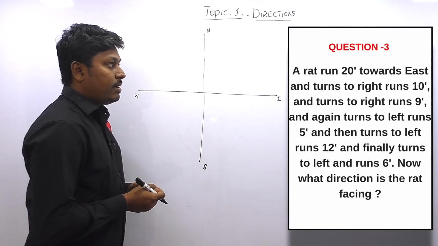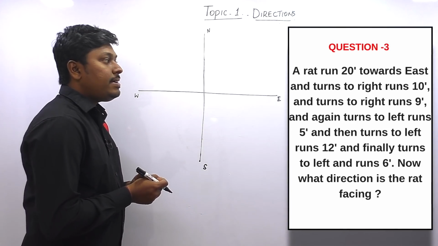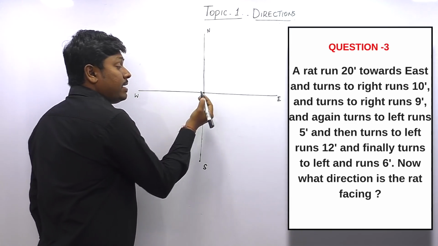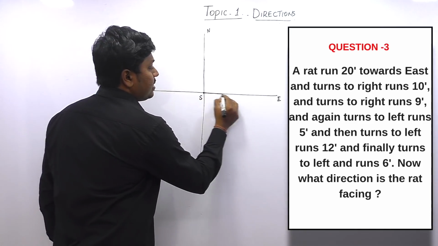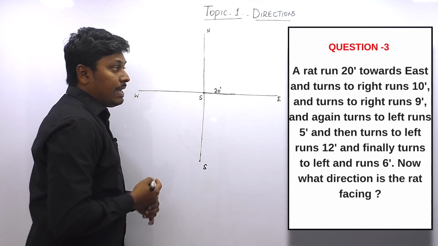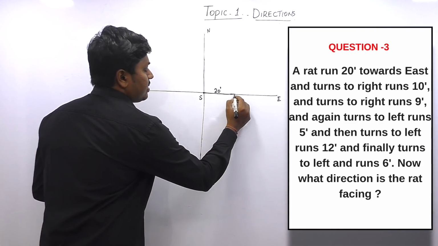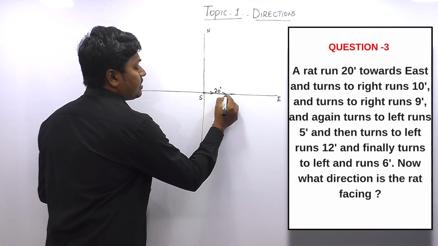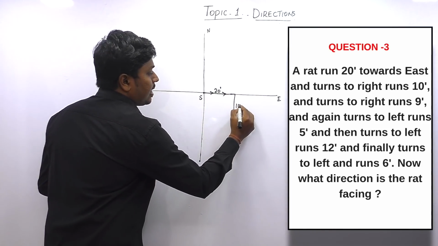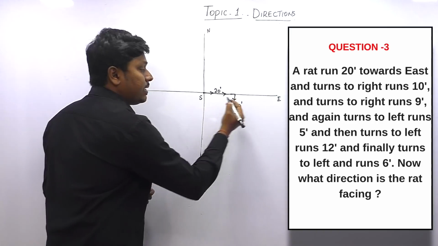Question number 3. A rat runs 20 inch towards east. So from the starting point, let me fix this as the starting point. From here, a rat runs 20 inch towards east. So this will be 20 inch towards east. And turns right and runs 10 inch. So turning right will be, if the rat is running in this direction, then the right hand side will be this side. And the rat is running 10 inch after turning right.